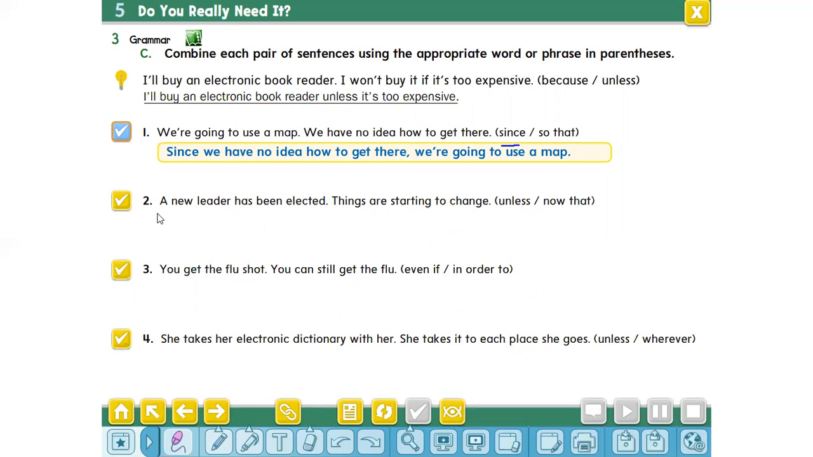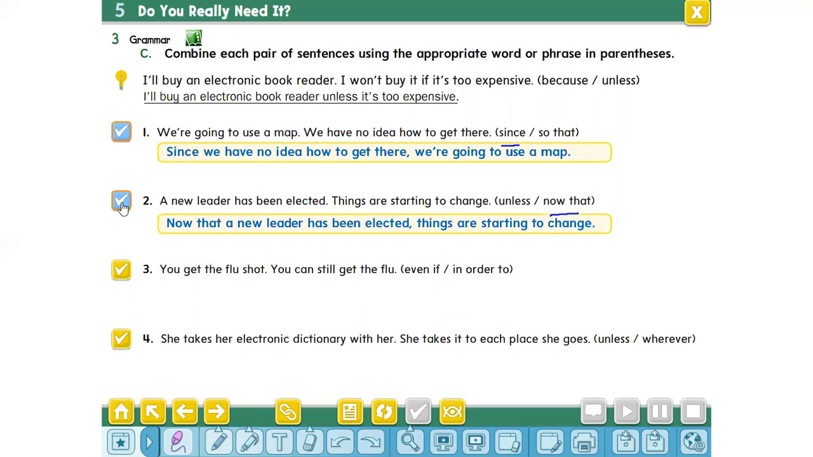The next sentence, a new leader has been elected. Things are starting to change. Here we will use unless or now that. Excellent. Now that. It expresses information about reasons. Very good. Now that a new leader has been elected, things are starting to change.